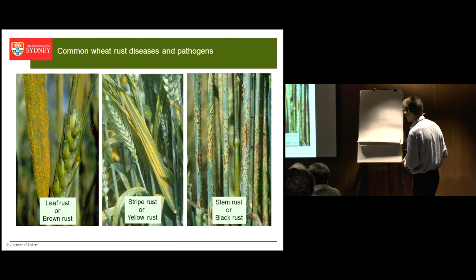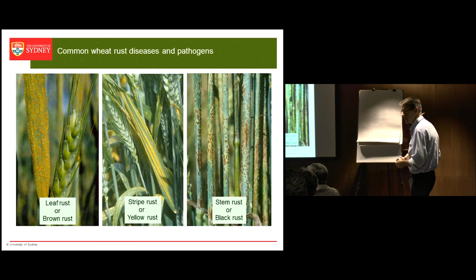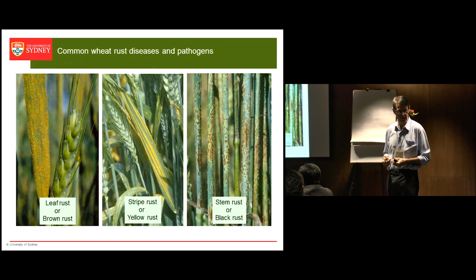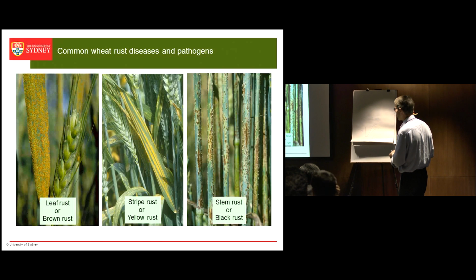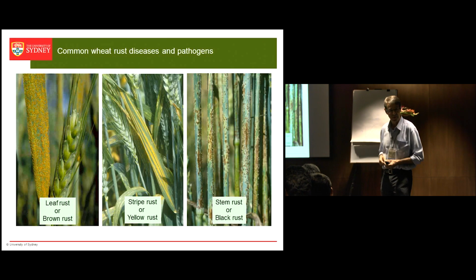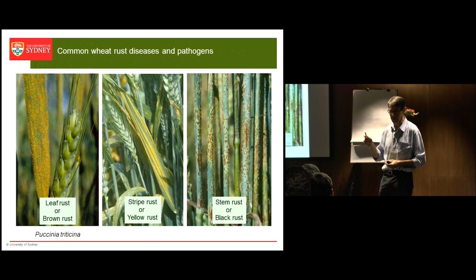So what you're looking at here, this is the outcome, and we'll get into the genetics of this in a later lecture. This is the outcome of the interaction between a rust pathogen and a plant. And we call that outcome, that disease, leaf rust or brown rust. The actual pathogen itself is Puccinia triticina. So it's not right to refer to Puccinia triticina as leaf rust. It is the causal agent of leaf rust.